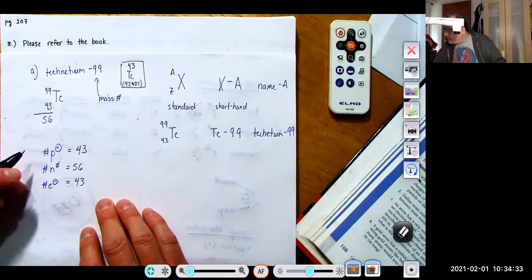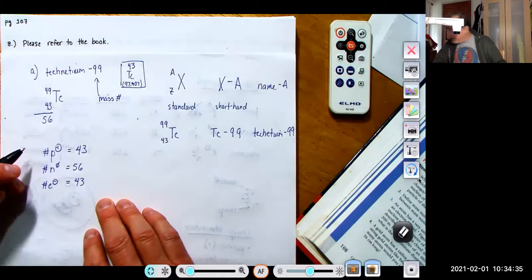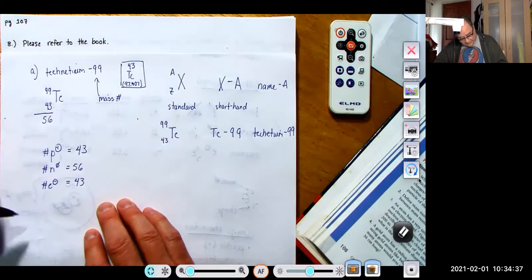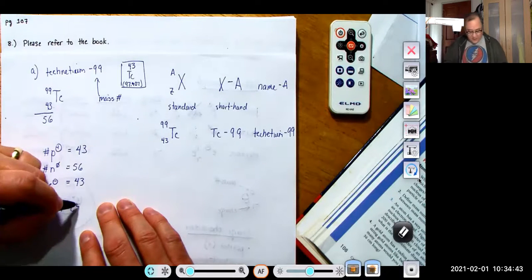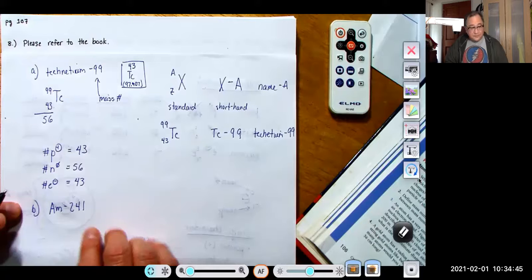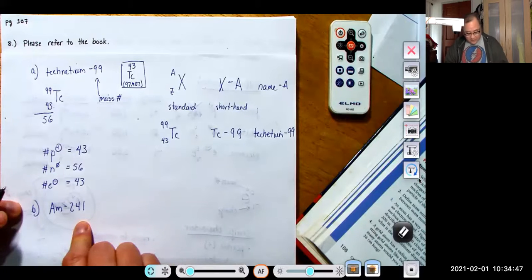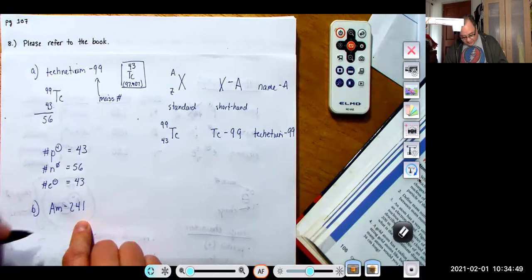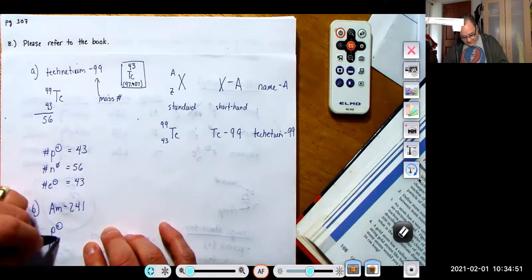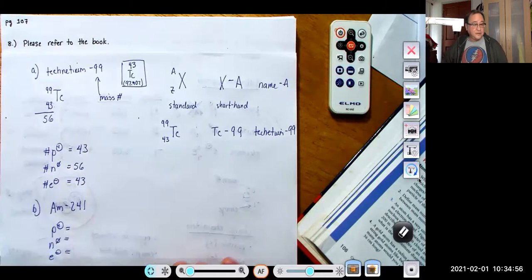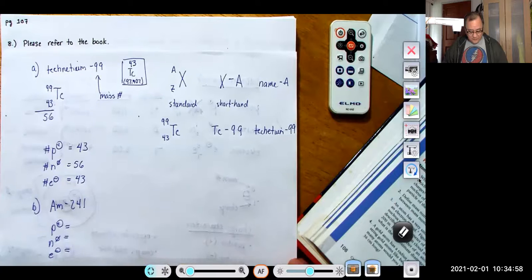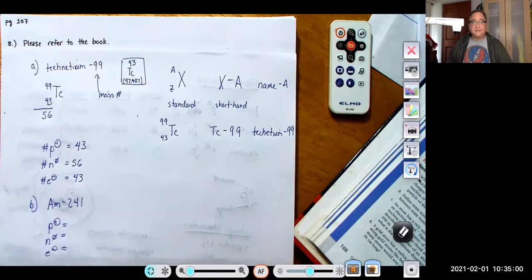And there's a second half to this. B is americium. Americium is Am, and it's 241. What I want you to do is figure out the number of protons, neutrons, and electrons in americium. When you're done, give me a little thumbs up.